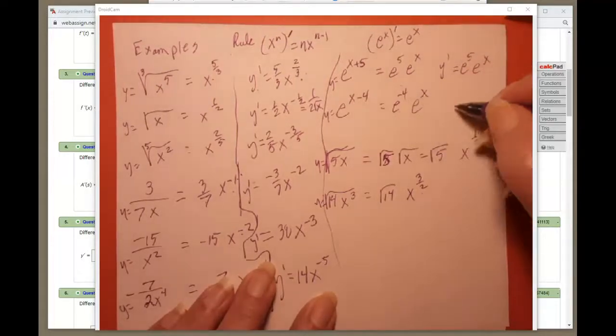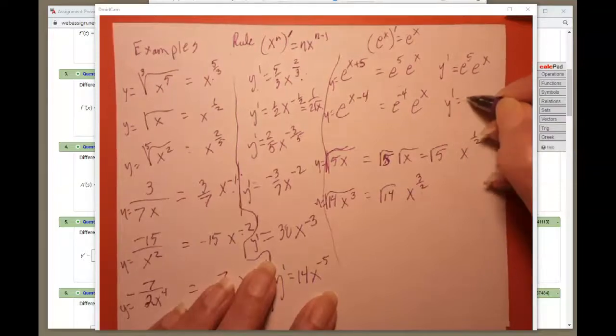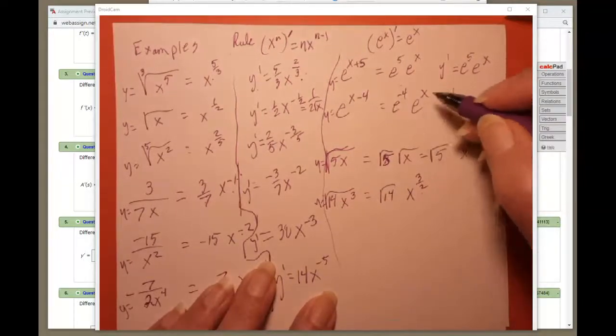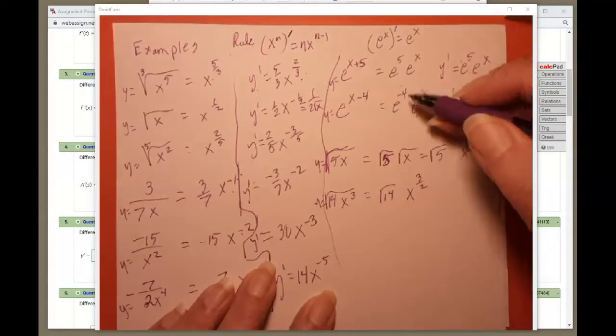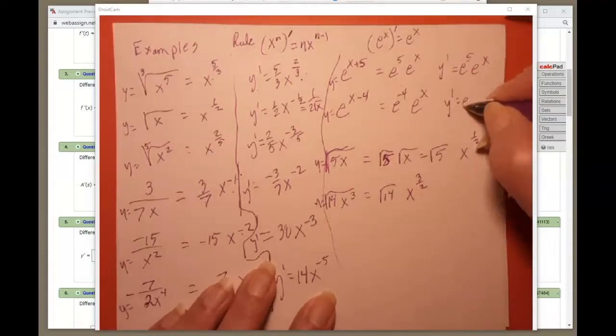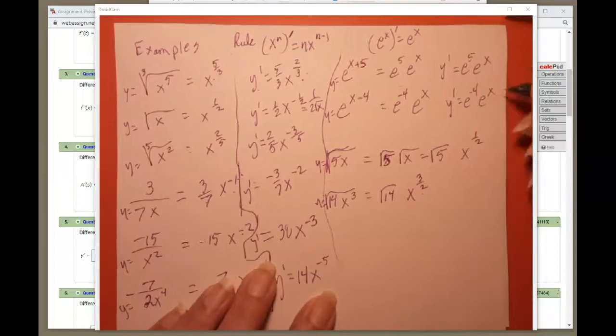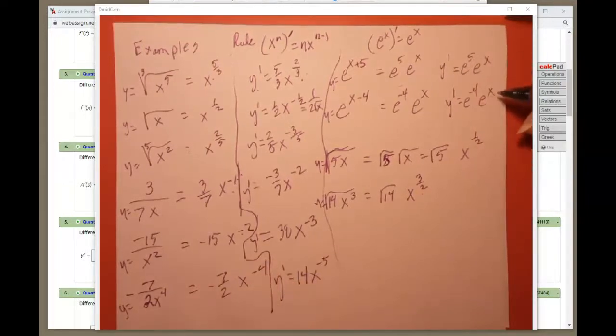Now here the same is true. We just have a constant. Y prime is equal to the constant times the derivative of e to the x. So this is constant. There's no x's in it. That's how we know it's constant. So this is e to the -4th times e to the x. The e to the x is really easy, but it's also easy to miss because it's too easy.